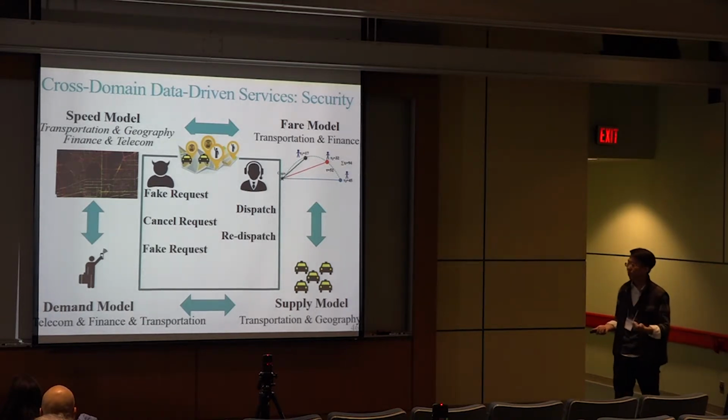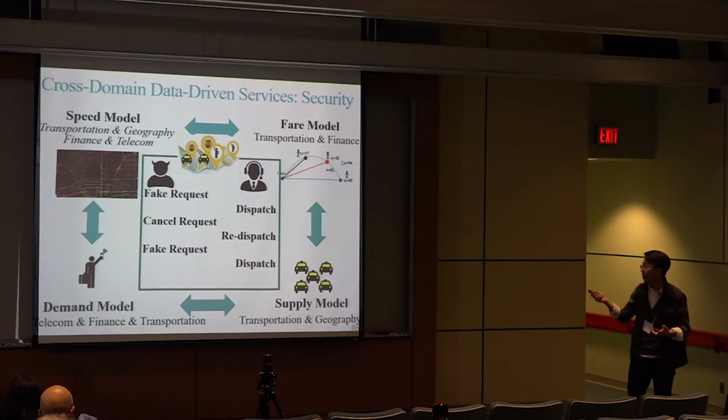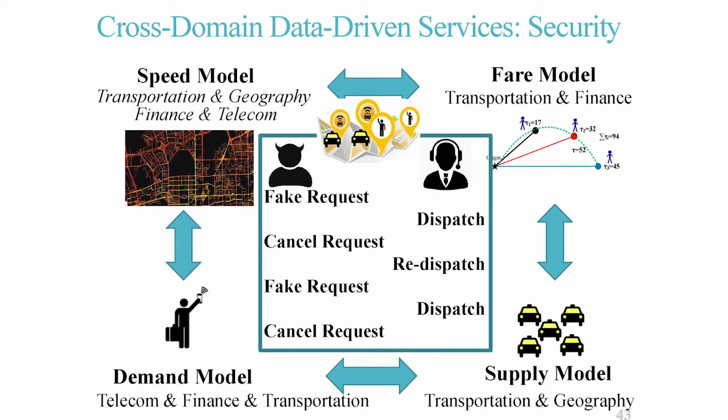Then they generate more fake requests. Then we have to do the dispatch again, okay? In this case, there's no way we can efficiently manage those mobility services, okay? And one possible direction for this is to design different kinds of fare models to increase the cancellation fees. In this case, we can somehow address this issue. But this is just one perspective.